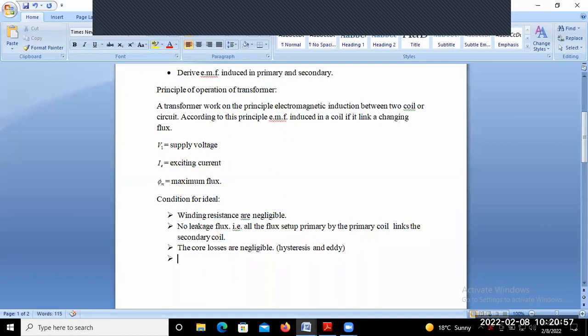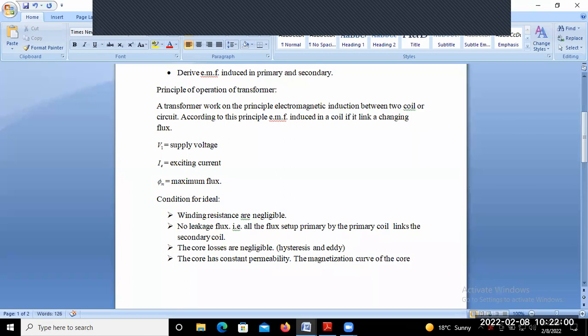Last one is that the core has constant permeability, so that the magnetization curve of the core is linear.